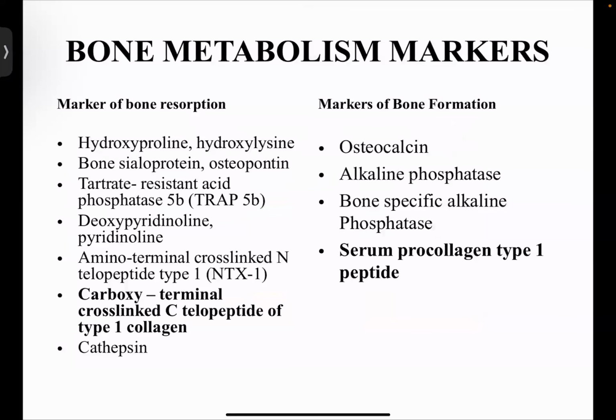Now coming to the bone markers. There are some molecules which act in the bone resorption phase and some which help in bone formation. The bone resorption markers most commonly used are CTX, or carboxy terminal peptide, and NTX, or N-terminal peptide. These are nothing but degradation products of type 1 collagen, and CTX and NTX are commonly measured in the serum. Markers of bone formation are osteocalcin, which is not very sensitive, alkaline phosphatase, bone-specific alkaline phosphatase, and serum procollagen type 1 peptide, or PINP.